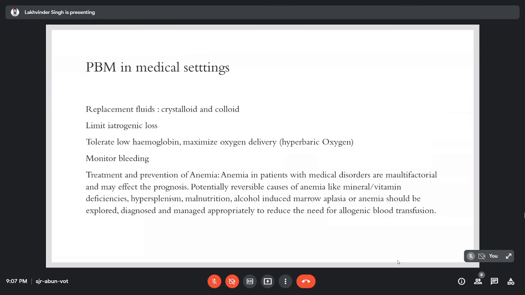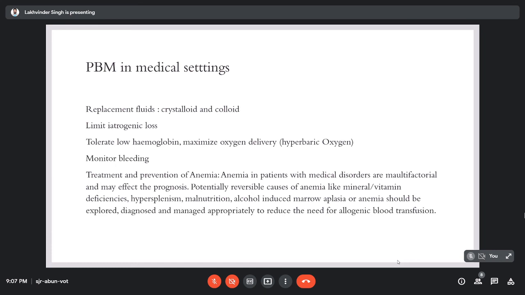So PBM in medical settings: for small blood loss, if replacement fluids can work, then give crystalloids or colloids. Limit the iatrogenic loss. They have found that repeated phlebotomy can cause anemia. Then you have to check how much low hemoglobin the patient can tolerate. Like I gave the example of a patient with osteoarthritis lying on bed: for that, a hemoglobin of 6 is also fine. The patient is non-ambulatory. So see whether the patient can tolerate a low hemoglobin, or how you can maximize oxygen delivery. You can even give oxygen to treat tissue hypoxia rather than giving red cells.